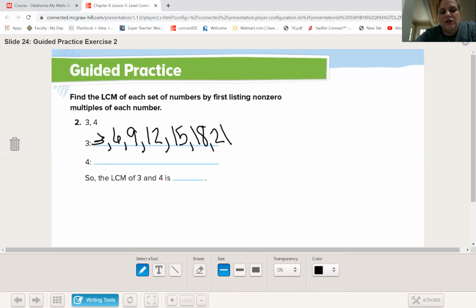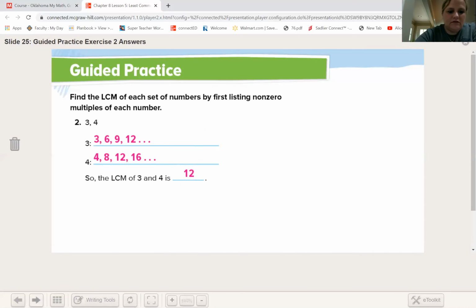Okay, I'm gonna just stop there for now, do some 4s and see if we get something. No need to make a whole big long list. If you can just do a few, try the next one. Nothing common, go back and do some more. So 4 times 1 is 4, 4 times 2 is 8, 4 times 3 is 12. Look at that, 12 and 12. The first number that they both have is 12. So the least common multiple is 12. And there it is typed out.